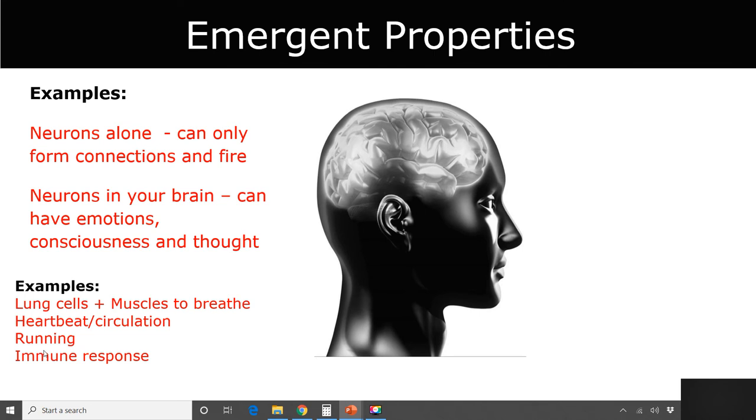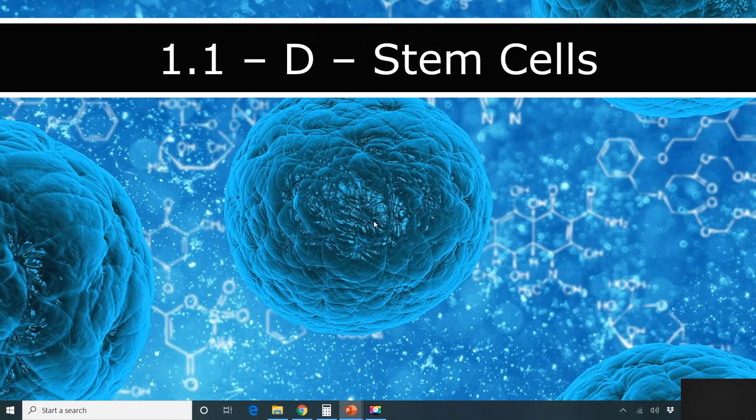Or something like running. If I put your muscle cells in a petri dish, they're not going to grow legs and run. They can contract, but that's pretty much it. Similarly, with an immune response, if I put any of your immune cells in a petri dish by themselves, they couldn't really kill anything. It takes the entire system to do that. So an emergent system is something that only occurs in the fully formed organism, not with the cells by themselves.